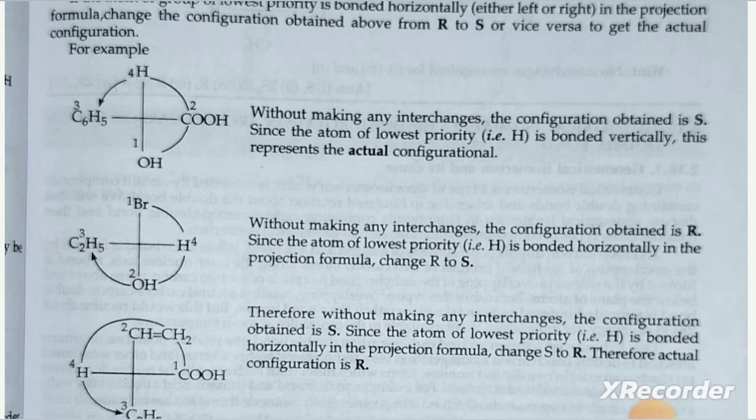in the projection formula, change R to S. Third, without making any interchange, the configuration obtained is S. Since the atom of lowest priority, that is hydrogen, is bonded horizontally in the projection formula, change S to R. Therefore, the actual configuration is R.